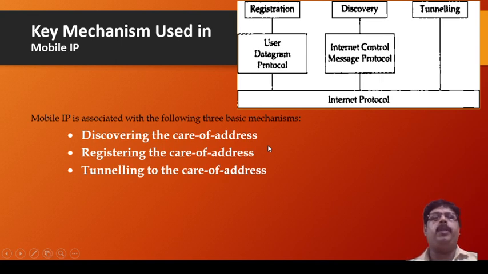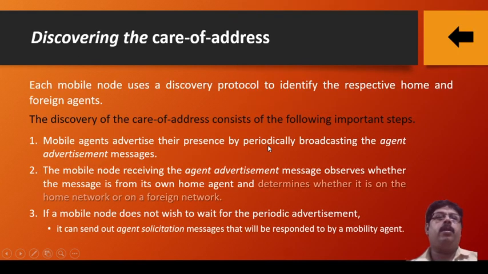In the diagram you can see three things are given here, that is the registration, discovery and tunneling. For tunneling it uses the internet protocol, for registration user datagram protocol, and for discovery it uses internet control message protocol. Now let us discuss discovering the care of address.